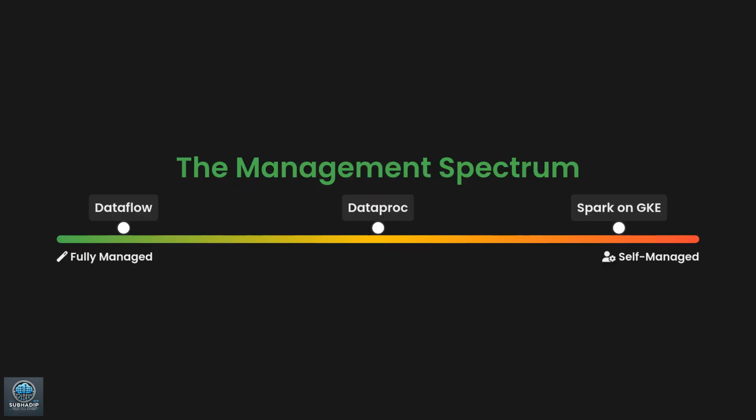The most important difference lies on a spectrum of management. On one end, you have Dataflow, a fully managed serverless platform where you focus only on your code. On the other end is Spark on GKE, a self-managed approach where you control the entire environment. Dataproc sits comfortably in the middle, offering a managed Spark cluster, but still requiring some cluster management.